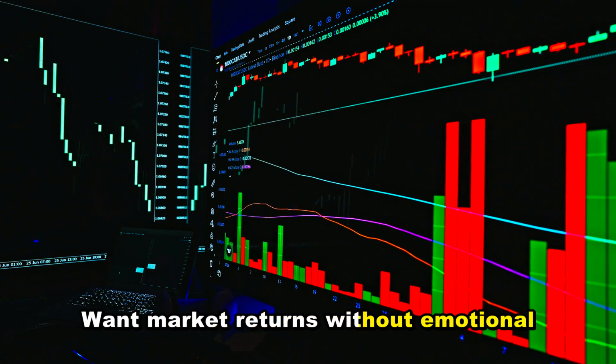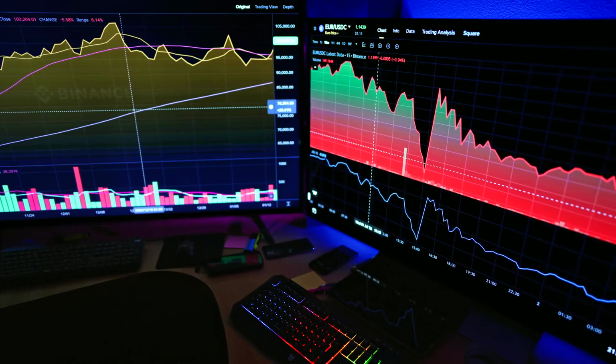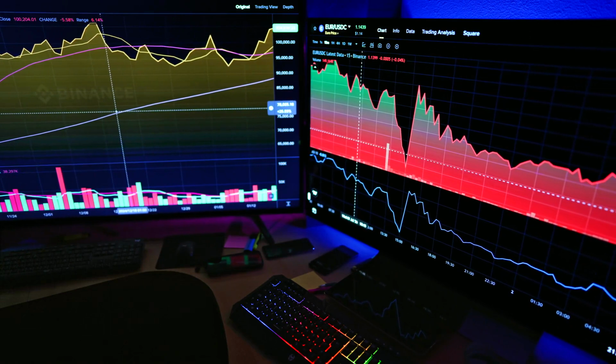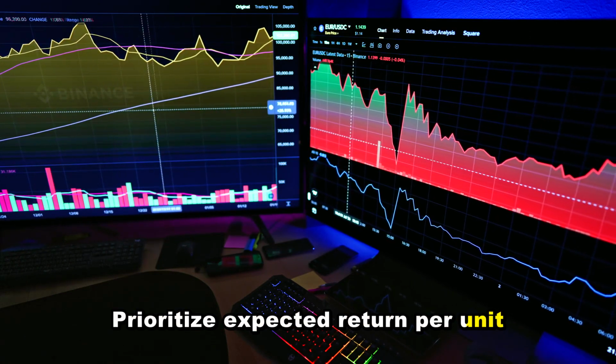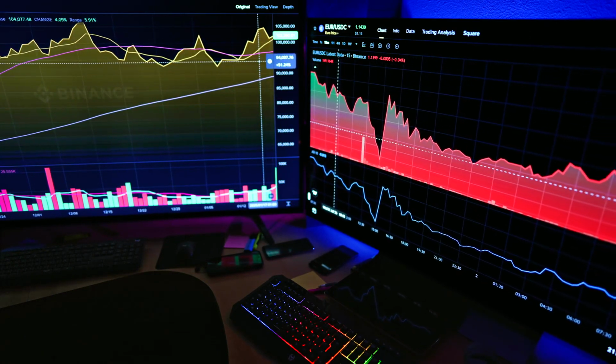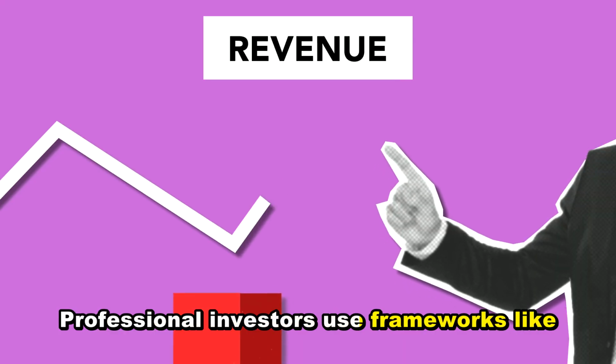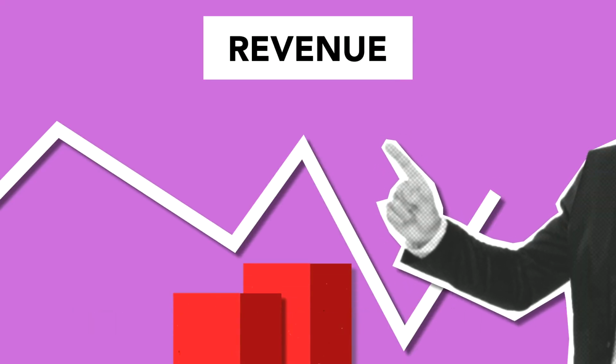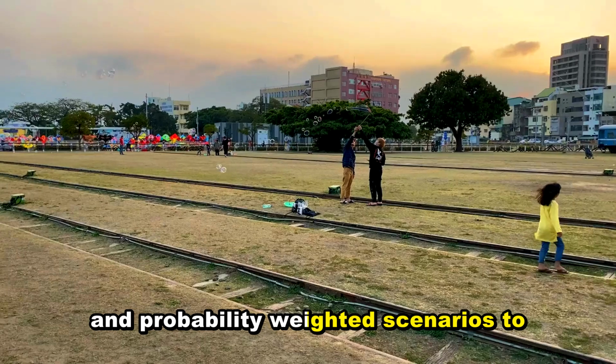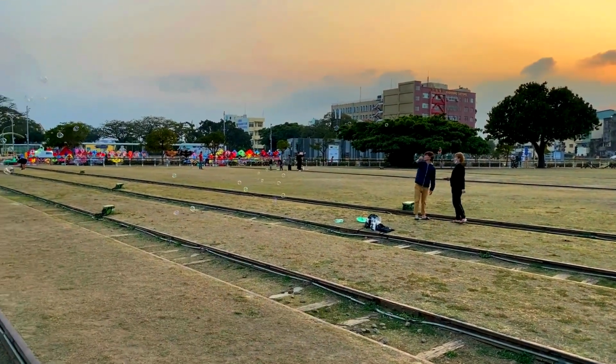Want market returns without emotional mistakes? Start by thinking like an investor. Prioritize expected return per unit of risk, time horizon, liquidity needs, and opportunity cost. Professional investors use frameworks like discounted cash flow, diversification, and probability-weighted scenarios to estimate value.